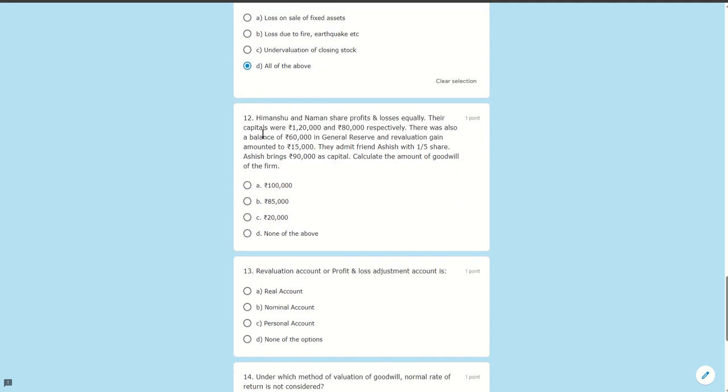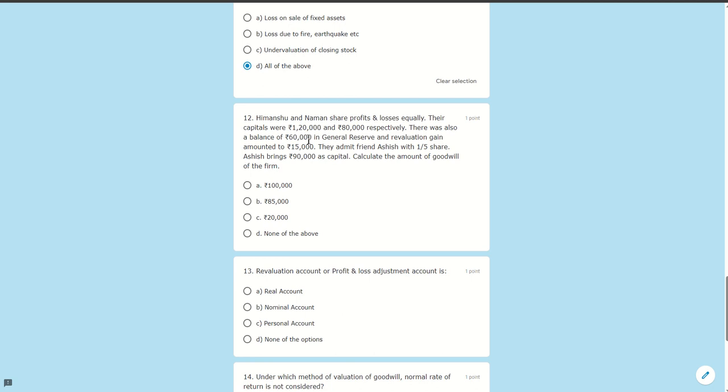Question 12. Himanshu and Naman share profits and losses equally. Their capitals were 1,20,000 and 80,000 respectively. There was also a balance of 60,000 in general reserve and revaluation gain amounted to 15,000. They admit their friend Ashish with one-fifth share. Ashish brings 90,000 as capital. Calculate the amount of goodwill of the firm.